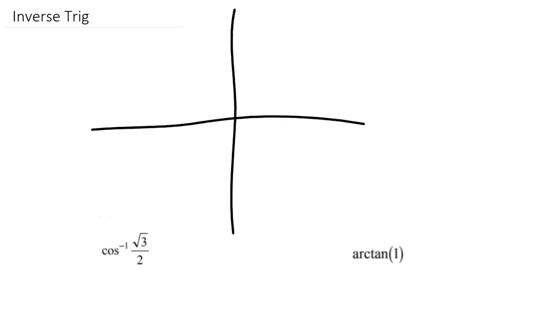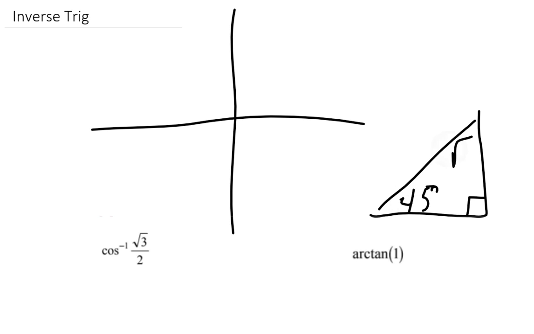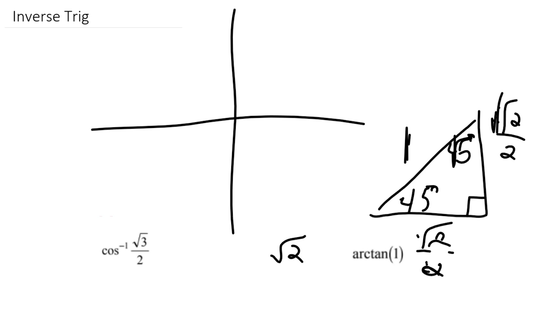And remember, our tangent is our y over our x, or our opposite over adjacent. For us to have a value of 1, we know that the opposite has to be the same as the adjacent. We only have one triangle where the opposite is the same as the adjacent, and that's our 45, 45, 90. Our sides are going to be √2/2 and √2/2, and my hypotenuse is a 1. So if I have root 2 over 2 over root 2 over 2, that's going to cancel out and just give me a 1.